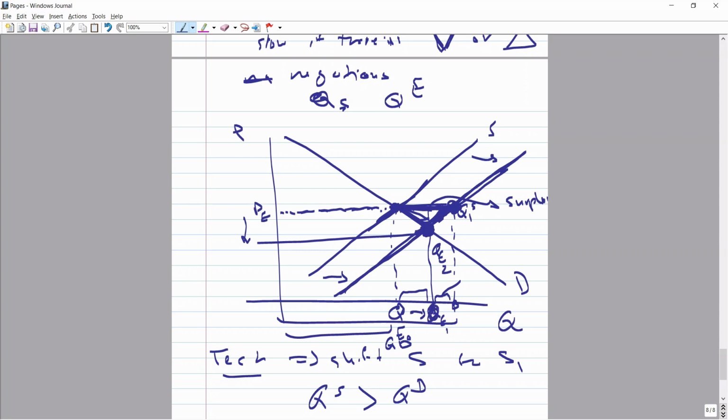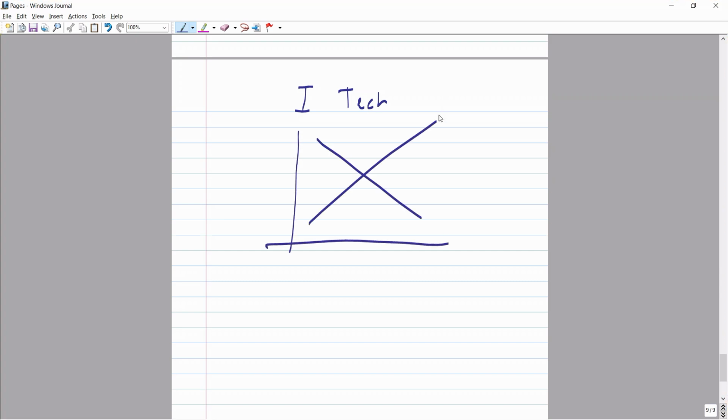But now if we complicate this analysis more and say what will happen if both factors, on the demand and supply side or functions, got changed. So if we change both I and technology, what will happen to both the supply and demand curves? We'll draw them. This is supply and this is demand. Equilibrium.